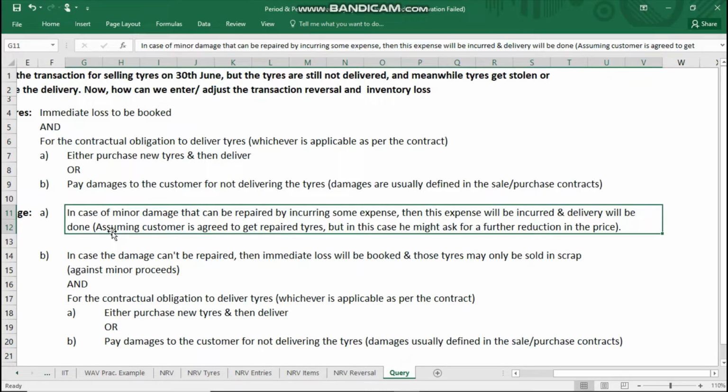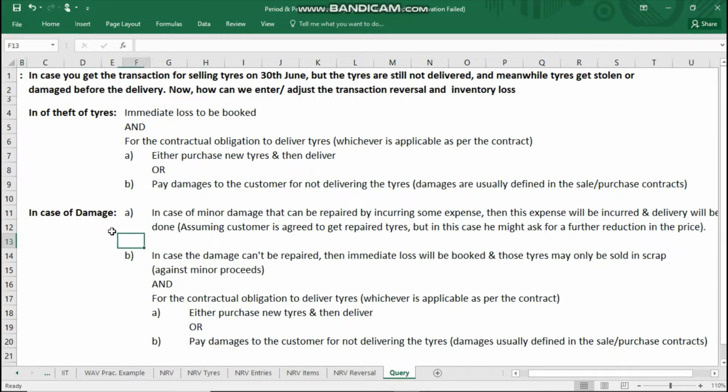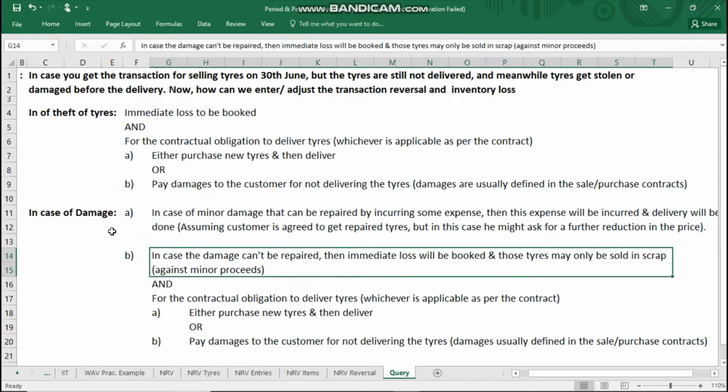Okay, and if the damage is such that it cannot be repaired, then all the tires will immediately be booked as a loss. Okay, immediate loss will be booked, and those tires can only be sold as scrap against minor proceeds. Okay, so that will be a complete loss scenario.